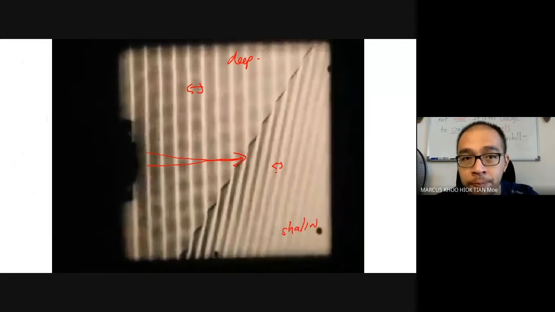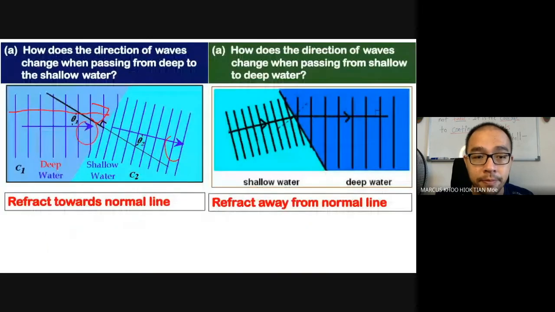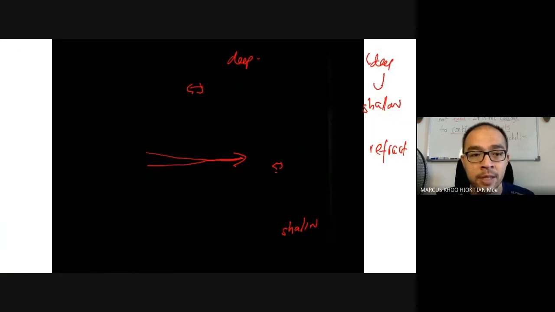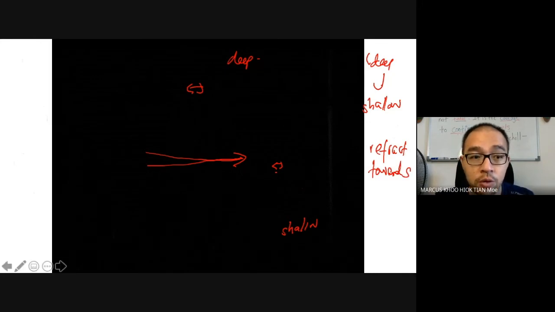You know already. And we established just now that when it is going from deep to shallow, how is it going to refract? Is it going to refract away from the normal or towards the normal? We take a look back at this. As it is moving from the deep to the shallow, it's going to refract towards the normal line.